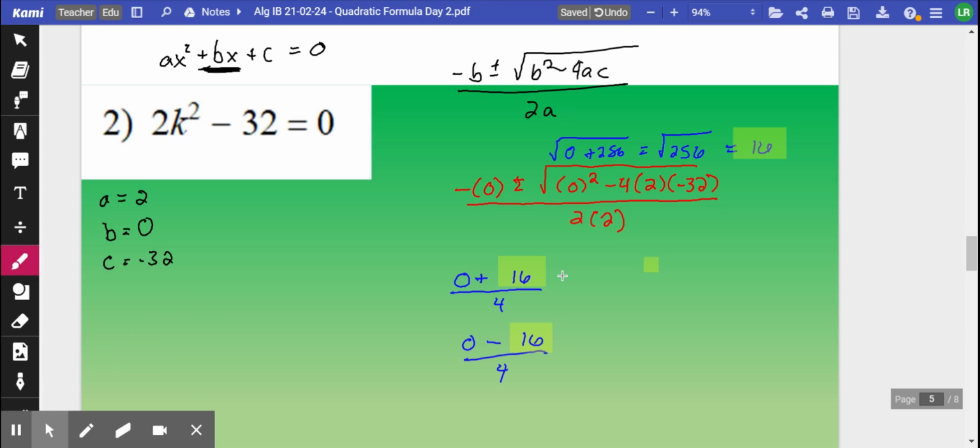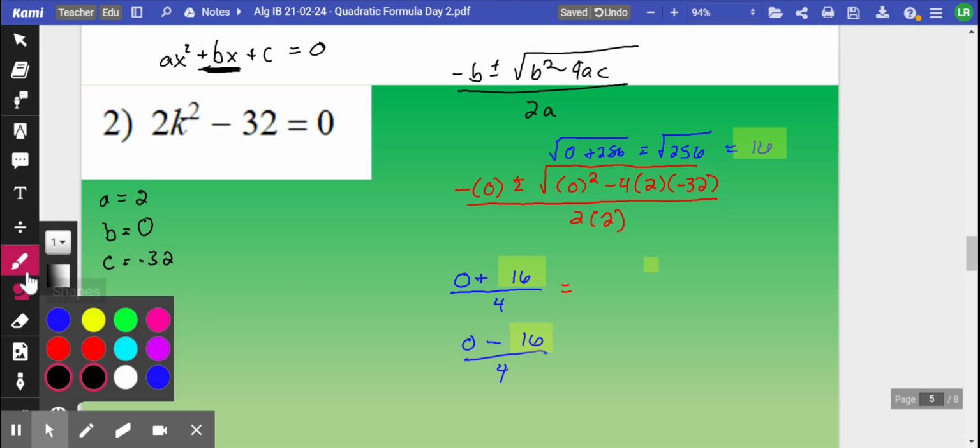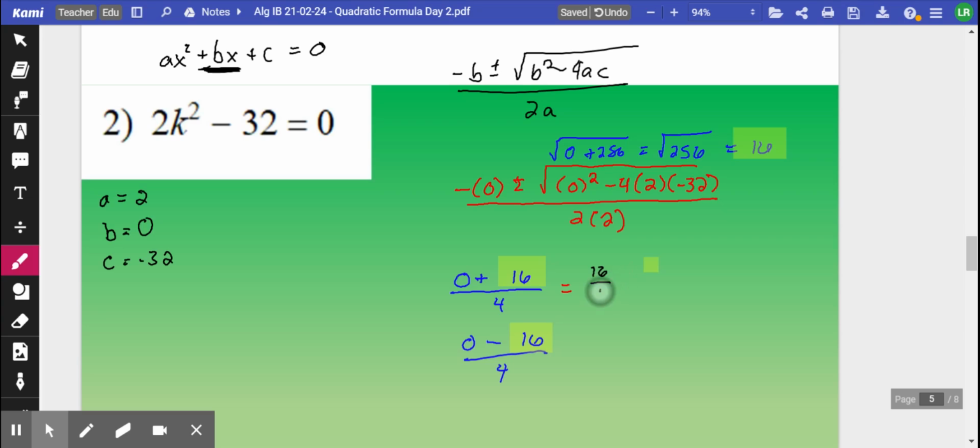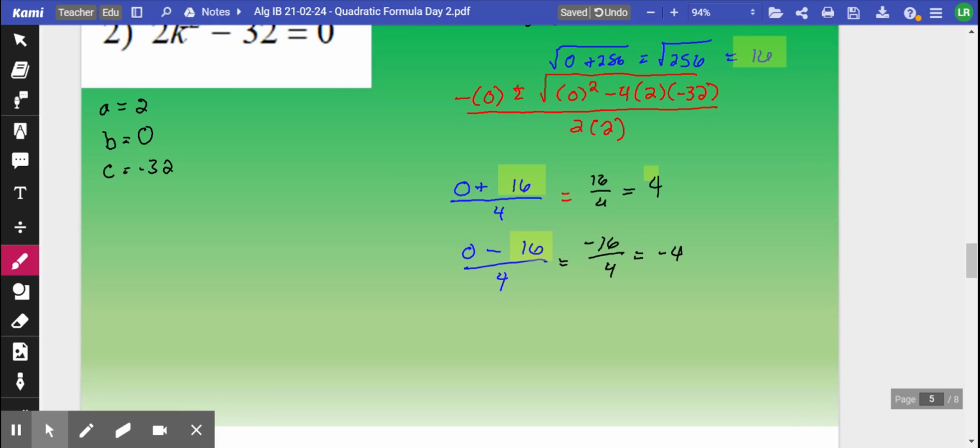In this problem, 0 plus 16 is 16. 16 divided by 4 is 4. 0 minus 16 is negative 16. Negative 16 divided by 4 is negative 4. So what are my answers? 4 and negative 4. Now you will sometimes see computer programs write this answer using that plus or minus sign. They'll say plus or minus 4. That's what it means. I have a positive 4 and a negative 4 as an answer.